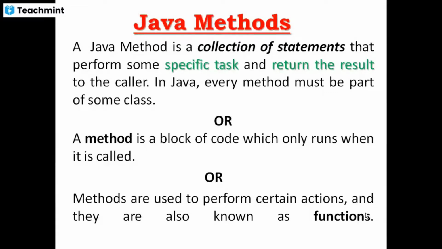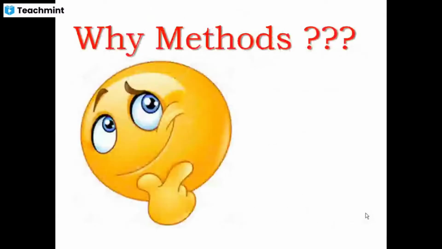Okay, so we can take the second meaning of methods. A method is a block of code which only runs when it is called. So a method is not open for all. It is not like it will execute every time whenever you are running your program. Whenever that method is required in your program, then only that method will execute. Okay, so methods are used to perform certain actions and they are also known as functions.